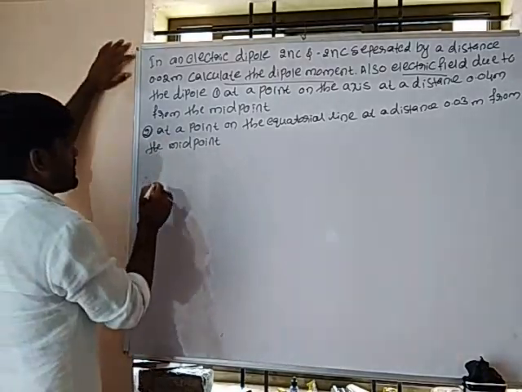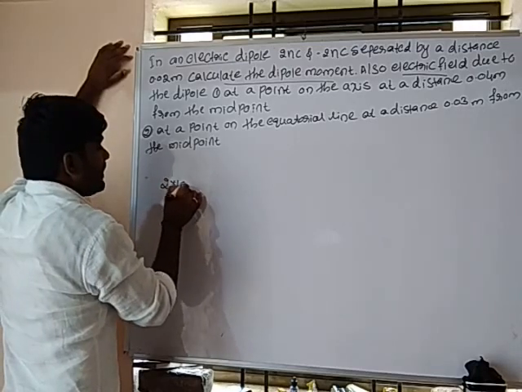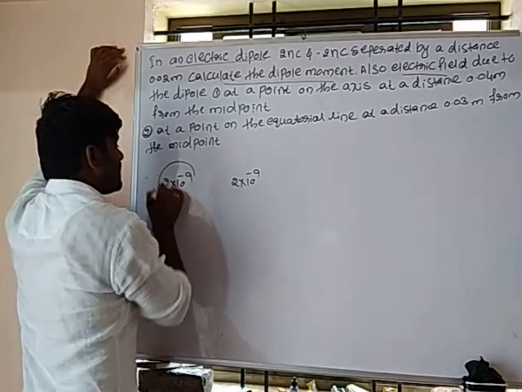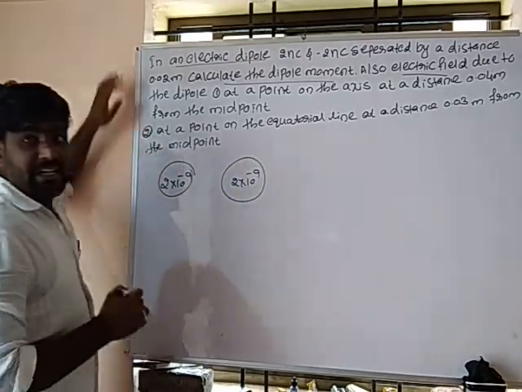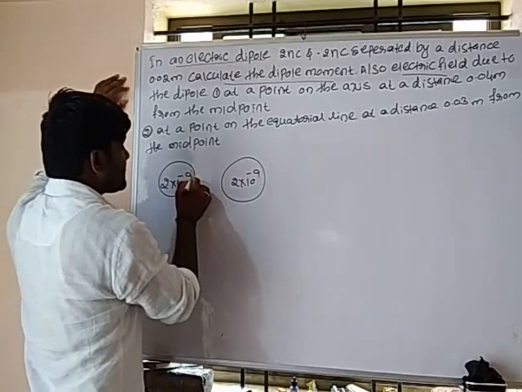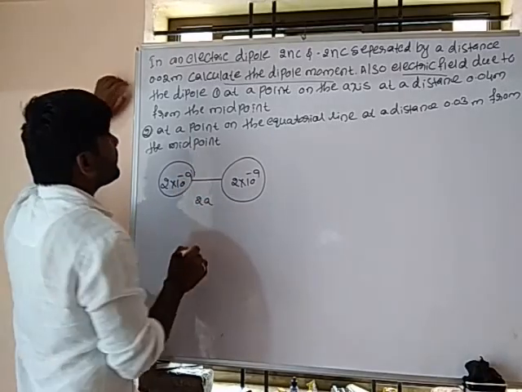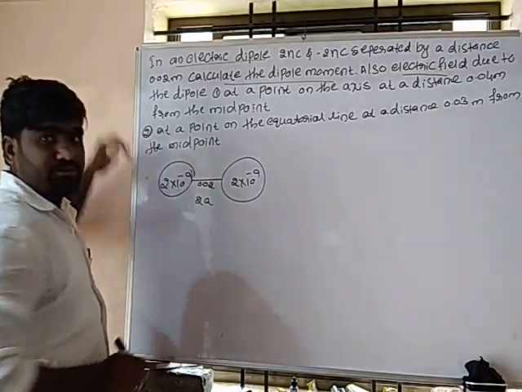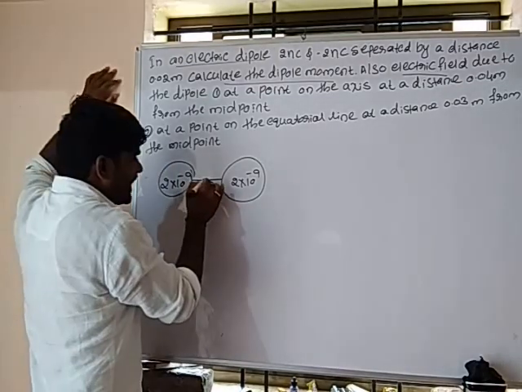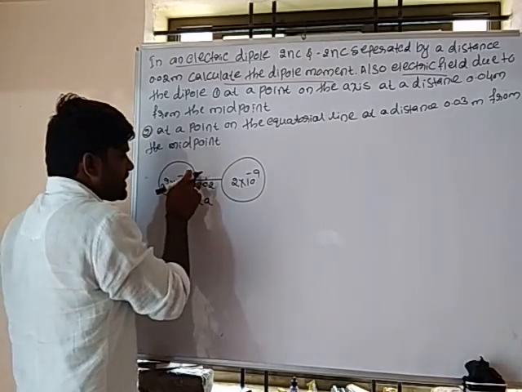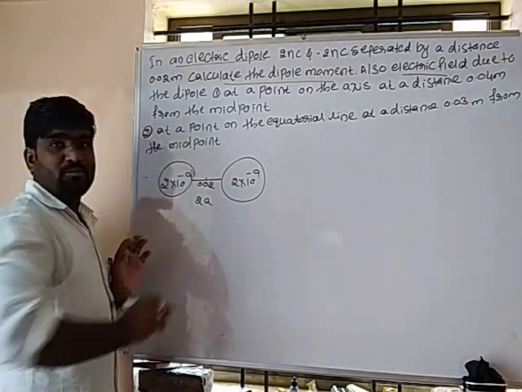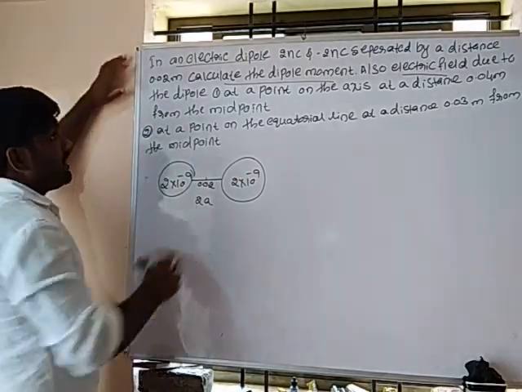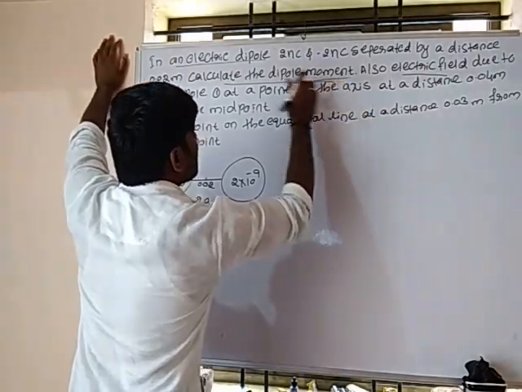See here, first of all 2 into 10 to the power minus 9, again 2 into 10 to the power minus 9. These two are separated by a distance. The total distance given, 2a, how much is given? It will be 0.02, isn't it? If you take it exactly the midpoint, the distance will be 0.01, but you had given it directly as 2a. Okay, then first of all, what do I want to calculate?